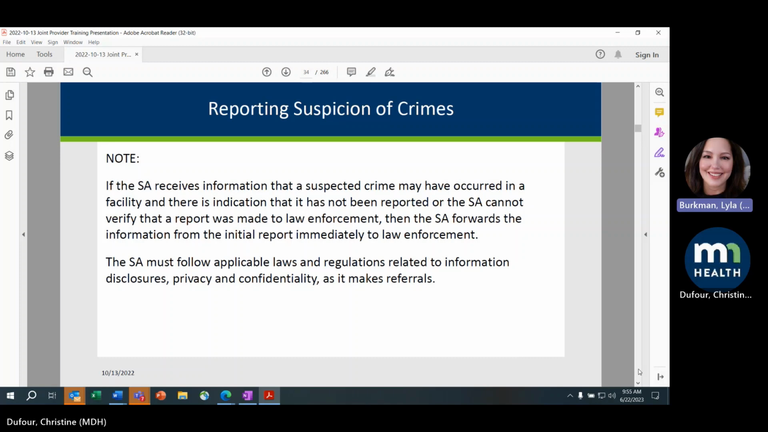If the state agency receives information that a suspected crime may have occurred in a facility and there is indication that it has not been reported, or the state agency cannot verify that a report was made to law enforcement, then the state agency forwards the information from the initial report immediately to law enforcement. The state agency must follow applicable laws and regulations related to information disclosures, privacy, and confidentiality as it makes those referrals.